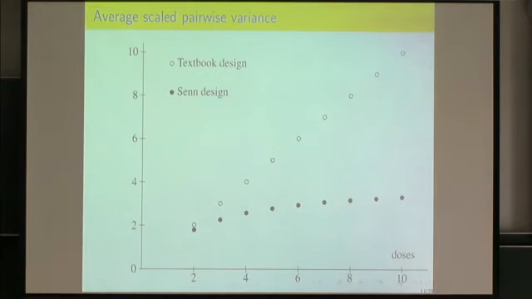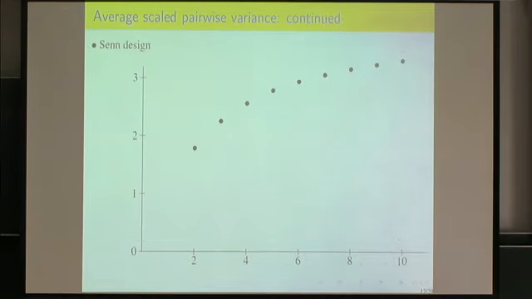Okay. So what I've got here is doses, and this is the average scaled pairwise variance. The open dots of that textbook design, look how they increase as the doses increase, and this is Stephen Sen's design. Doesn't increase anything like as badly. So let's home in on that, look at Stephen Sen's design, cut out the rest of it, and now we'll put in my design. Beats it by quite a lot. So I was quite pleased when I got to that.